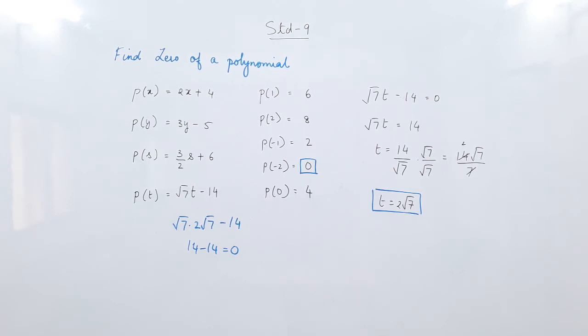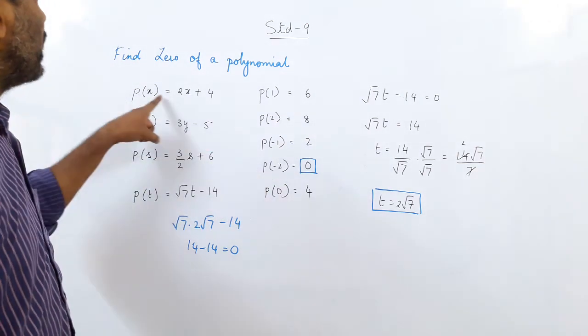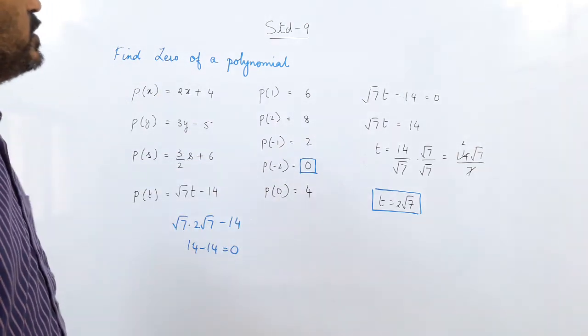A polynomial is given to you and you are asked to find the value of the polynomial when x takes different values: x becomes 0, 1, 2, minus 1, minus 2 and so on. And you will find only in some cases the value of the polynomial becomes 0, and that is called the 0 of a polynomial. So in this sum, in this equation, the 0 of the polynomial is minus 2, because when we put x equal to minus 2, the value becomes 0.